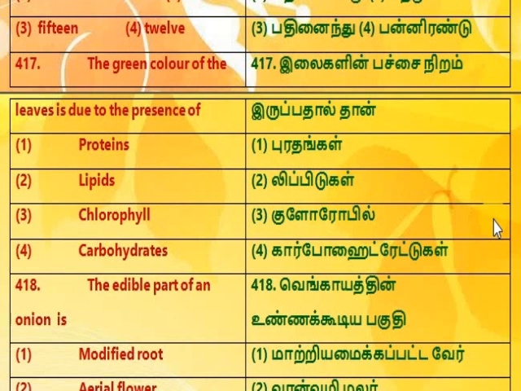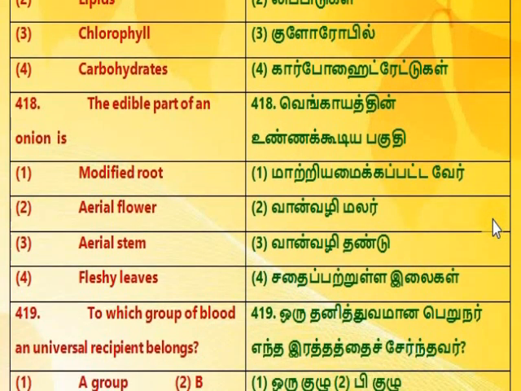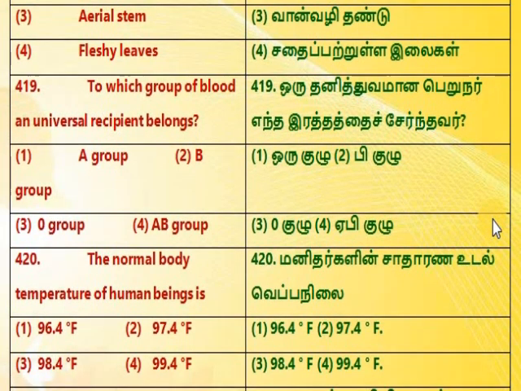417. The green color of the leaves is due to the presence of 1. Proteins. 2. Lipids. 3. Chlorophyll. 4. Carbohydrates. 418. The edible part of an onion is 1. Modified root. 2. Aerial flower. 3. Aerial stem. 4. Fleshy leaves. 419. To which group of blood an universal recipient belongs? 1. A group. 2. B group. 3. Zero group. 4. AB group.